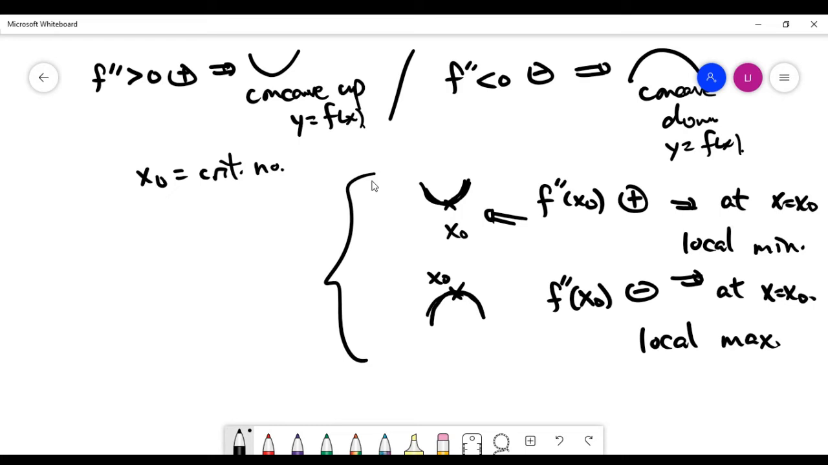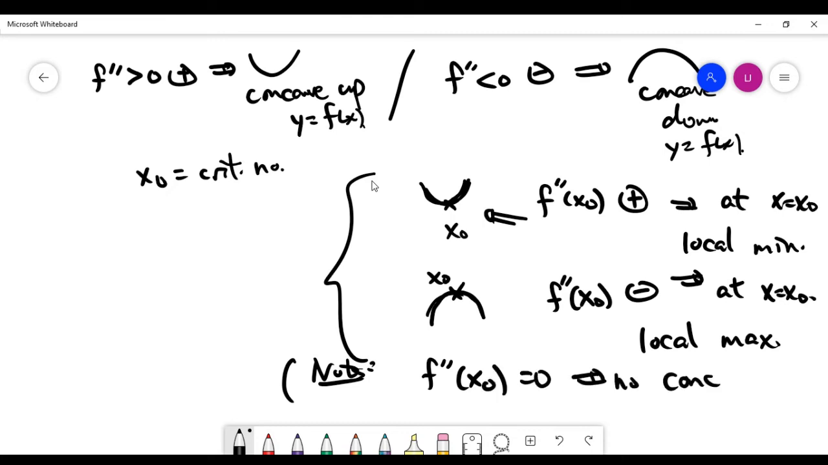And there's an extra question here. Please note that if f double prime at a certain critical number is 0, there's no conclusion we can draw. So we probably need more details about this point to understand the behavior at x equals x naught, what's happening over there. But anyway, now let's do an example.